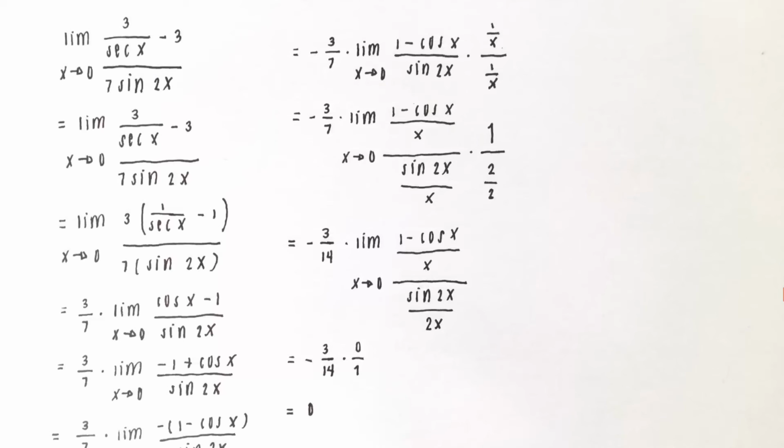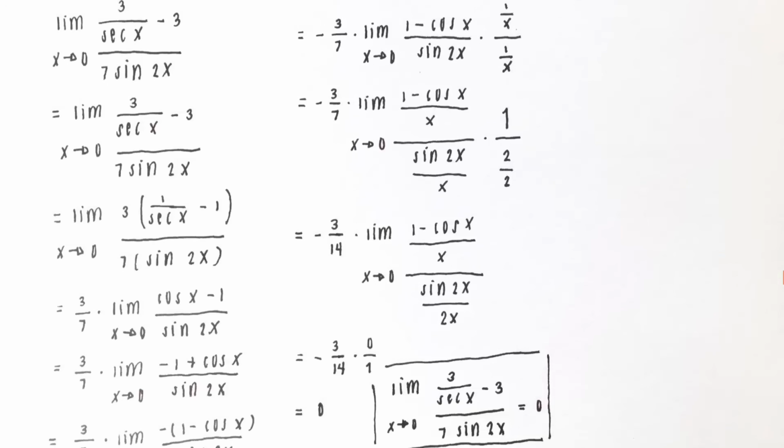Multiplying negative 3 over 14 to 0 over 1 gives us an answer of 0. The limit of 3 over secant x minus 3 all over 7 sine 2x as x approaches 0 is 0.